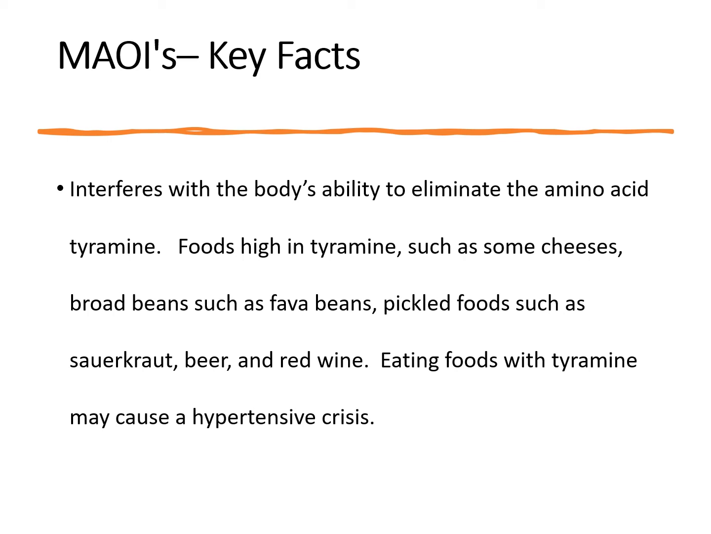So foods that are high in tyramine, some cheeses, things that are really highly processed, broad beans, fava beans, pickled foods, sauerkraut, beer and red wine, the patient needs to be able to avoid those foods. And it's hard. You give patients a list of things that they can't have, and it's also hard to have that list be comprehensive because you never really quite know what's in food products.